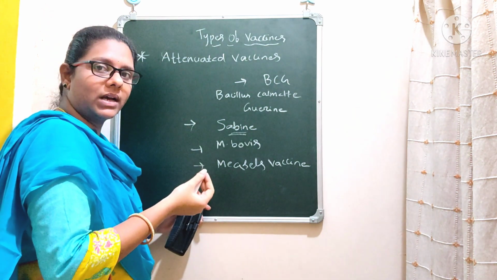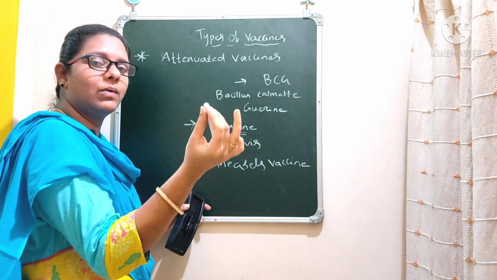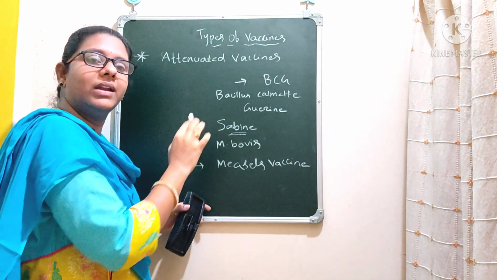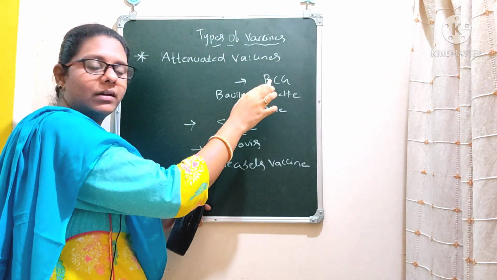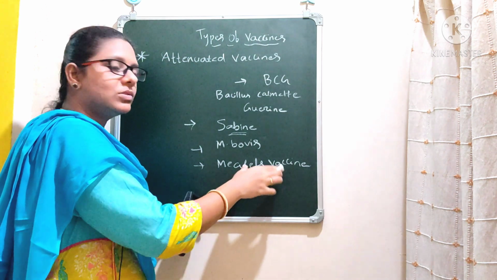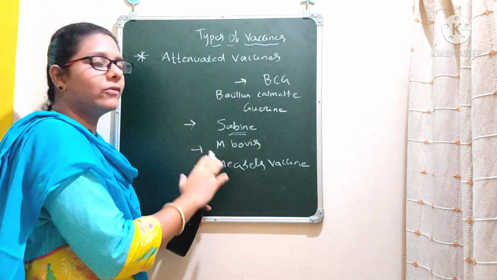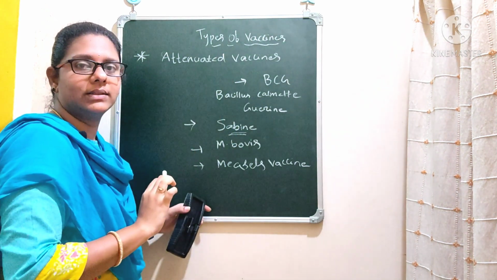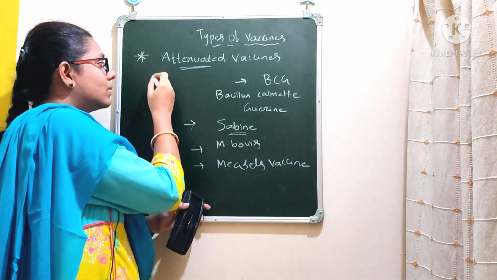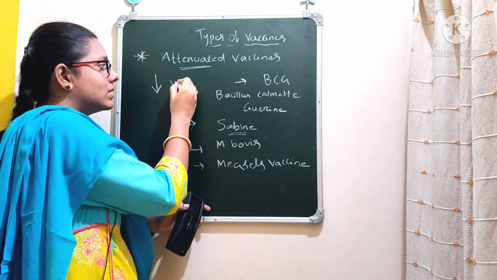There is a killed vaccine also for polio, that is the Salk vaccine, and this is the Sabin vaccine, which comes under the category of an attenuated vaccine, right? And moreover, Mycobacterium bovis and also the measles vaccine. These are some of the examples of attenuated vaccines. What do we mean by attenuation? Attenuation means decrease in virulence.